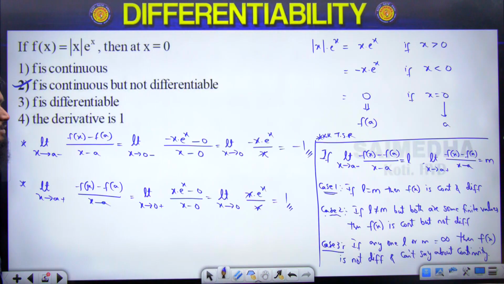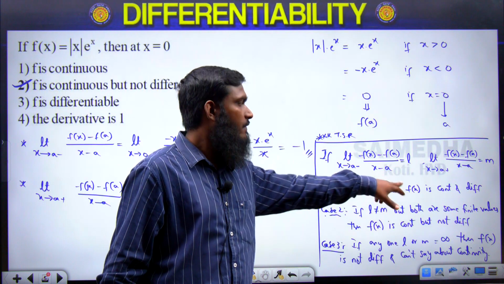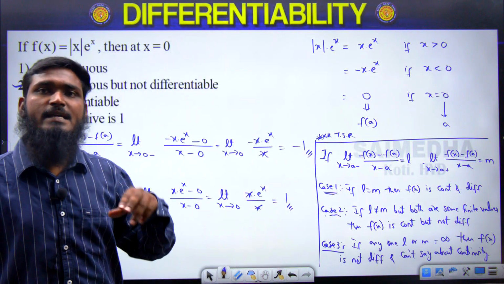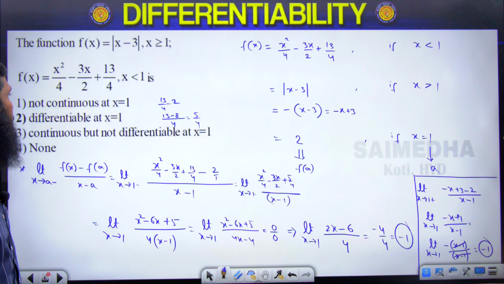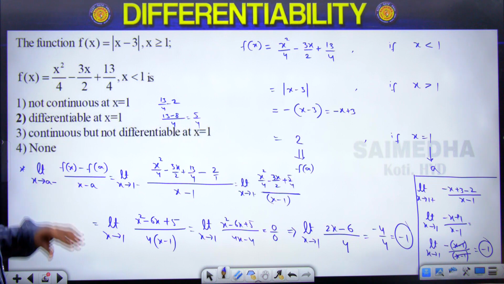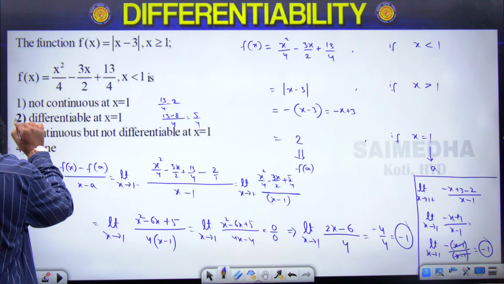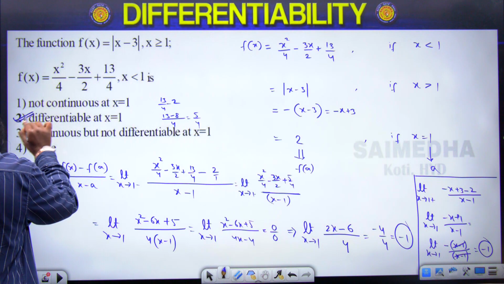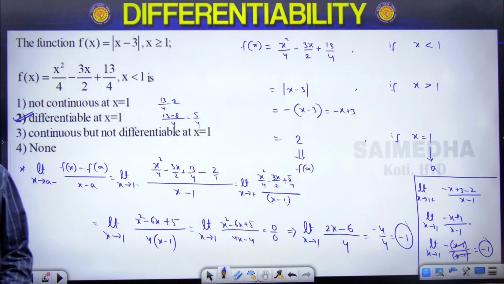Okay. So just now we have discussed, if L value and M value are equal, then the function will be continuous as well as differentiable. Over here, the continuous and differentiable option is not given. So let us go directly with differentiable at x is equals to 1. Okay. So option 2 is correct. Now let us go with the next question.